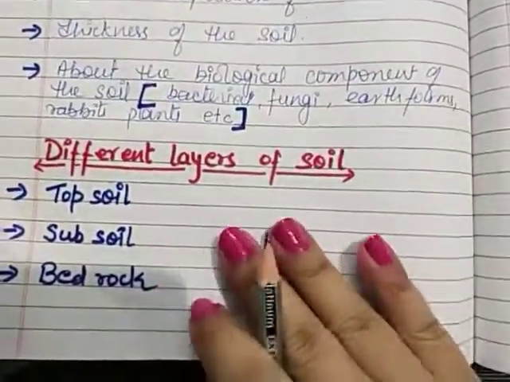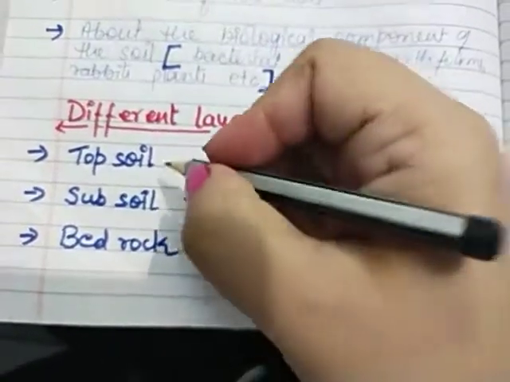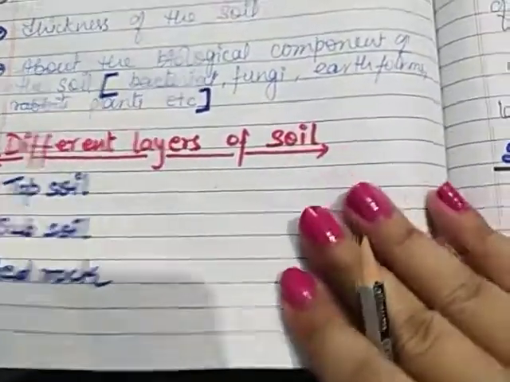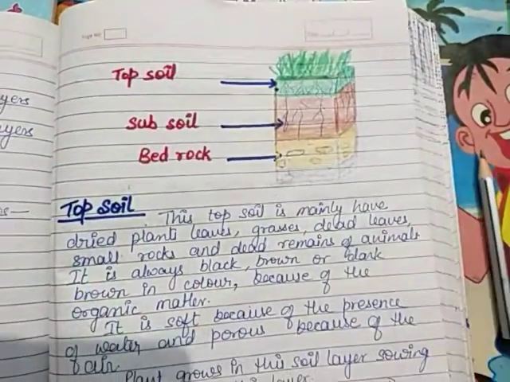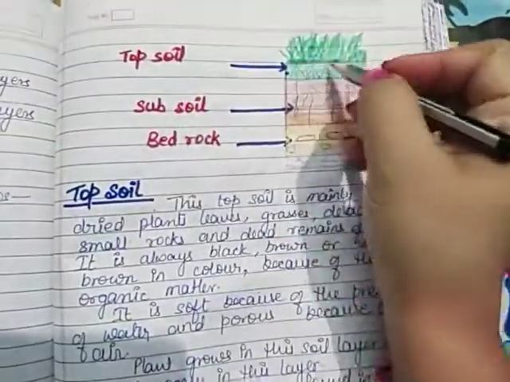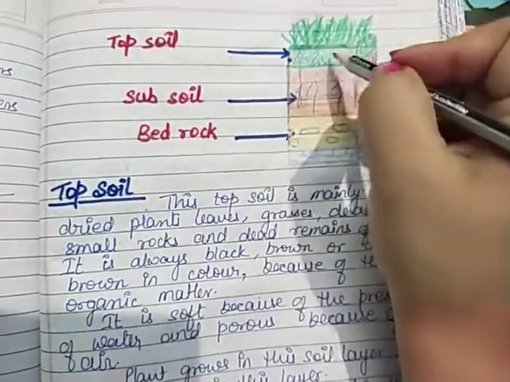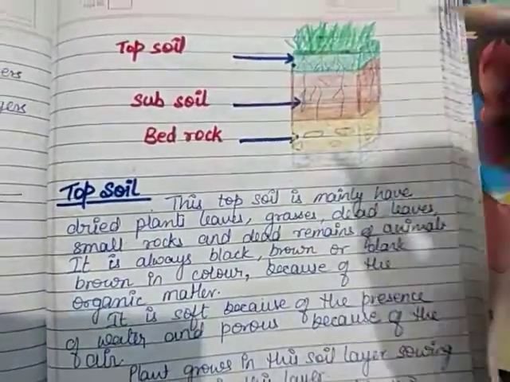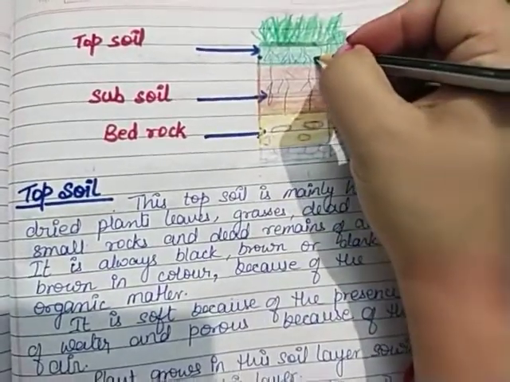Now what are the different layers? Basically there are three different layers. The first layer is topsoil, the second is subsoil, and the third is bedrock. So children, again here is a diagram of the soil, that is, the soil profile. The very first layer is known as topsoil, which is the green color here, and it is the topmost layer, and basically the greenery is present in this layer.